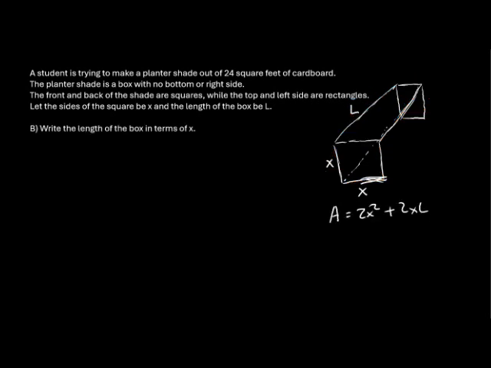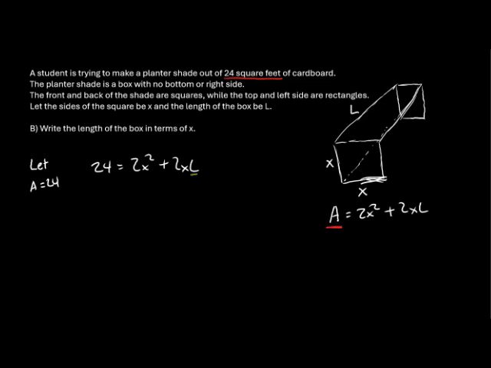Next, for part B, we are asked to find the length of the box in terms of x. We're going to use our area equation and the fact that the question told us that we have 24 square feet of material to use. Therefore, we will let area equal 24. We replace the letter A in the equation we wrote in the previous step by the number 24. We'll say 24 is equal to 2x squared plus 2xL.